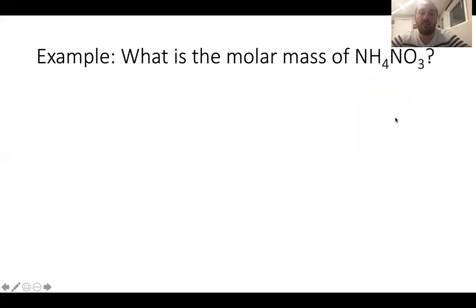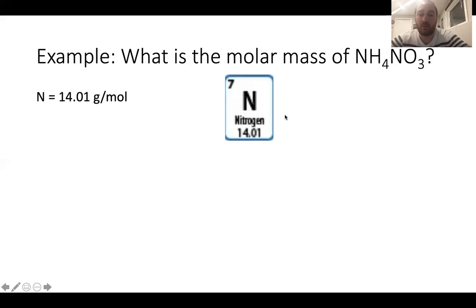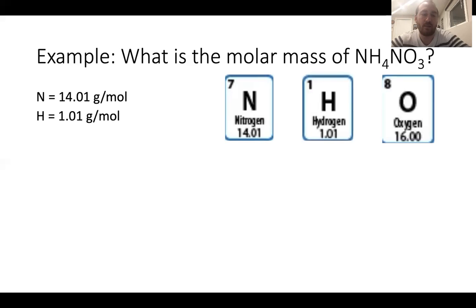Our second example is what is the molar mass of ammonium nitrate? So in this case, again, the chemical formula is provided, so we don't need to worry about step 1. So for step 2, we're going to look at the molar mass of each element. So for nitrogen, it's 14.01 grams per mole. For hydrogen, it's 1.01 grams per mole. And for oxygen, it is 16 grams per mole.